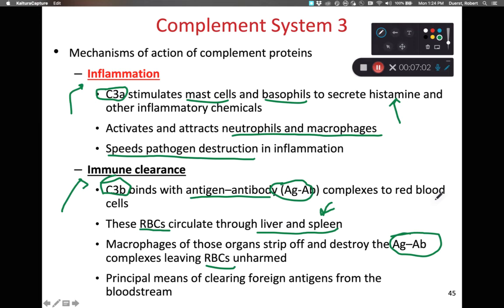So this is a way, it's not necessarily a complete pathogen, it's not a whole bacteria, it's just bits and pieces, parts of a pathogen that we're going to be removing from our bloodstream with this immune clearance technique. And this is where complement protein 3B comes into effect.